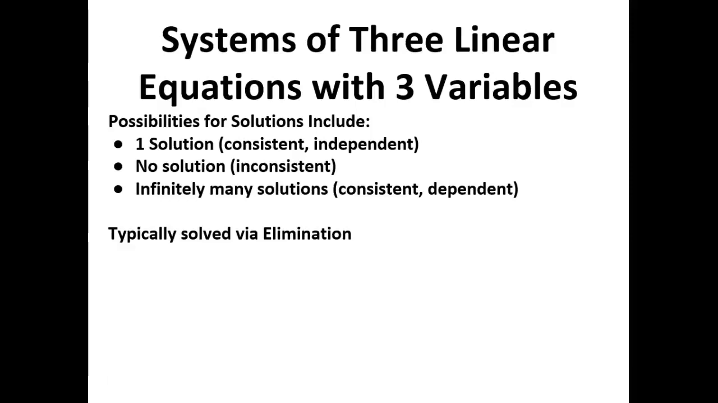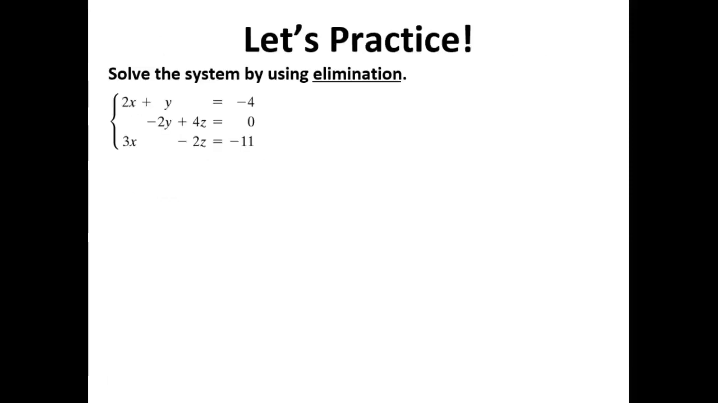Now, a system of 3 linear equations with 3 variables. Some possibilities for solutions include one solution, so we might have one answer. We might have no solution, it's inconsistent, or there might be infinitely many solutions. Kind of like before, we can either have one answer, no answer, or infinitely many. These types of linear systems are typically solved via elimination.